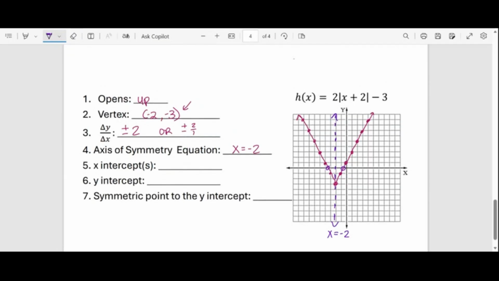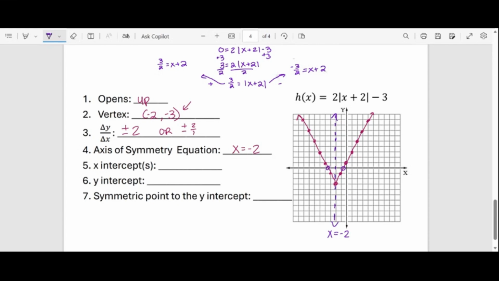We're plugging in 0 for y, and y in this case is represented as h of x. So we are going to say 0 equals 2 times the absolute value of x plus 2 minus 3. Add 3 to both sides because we're trying to get the bars by themselves. We'll get 3 equals 2 times the absolute value of x plus 2. We'll divide by 2 on both sides, get 3 halves equals the absolute value of x plus 2. Once we get here, we'll break it up into a positive solution and a negative solution. So we'll have 3 halves equals x plus 2, and then -3 halves equals x plus 2.